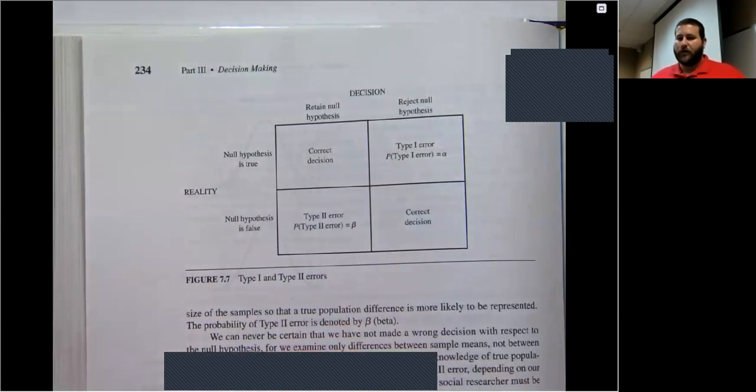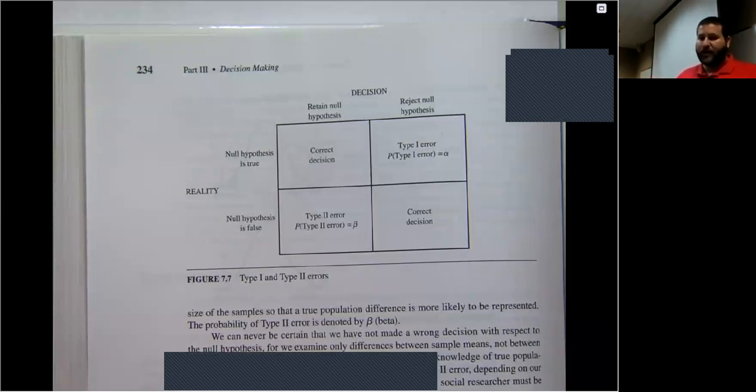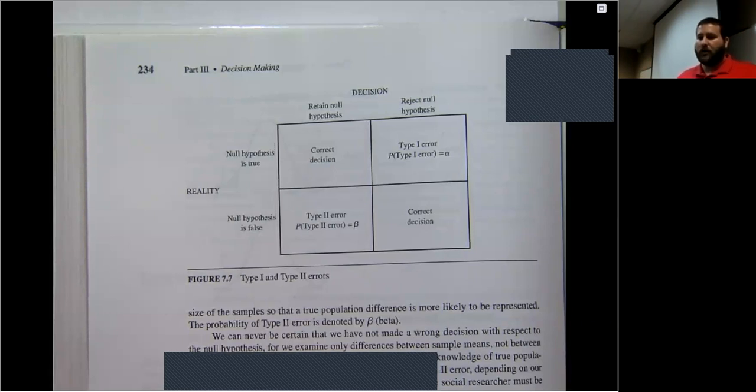So if we set alpha, like we're going to do from here on out, at 0.05, then we're assuming a 5% risk of making a type 1 error. When we evaluate the null hypothesis and make our decision, we have a 5% risk of making an incorrect decision. And we're willing to accept a 5% risk.